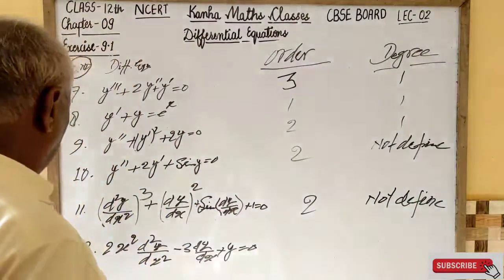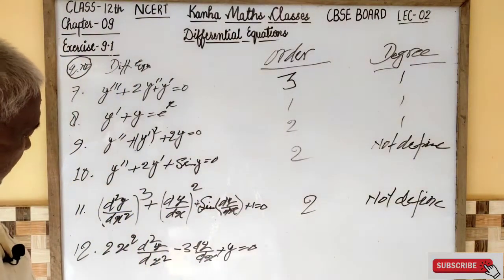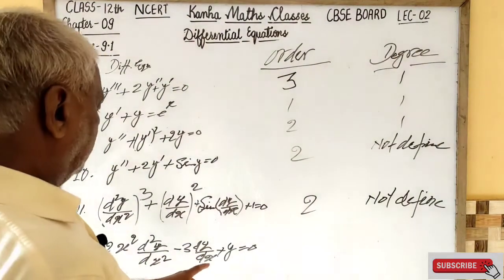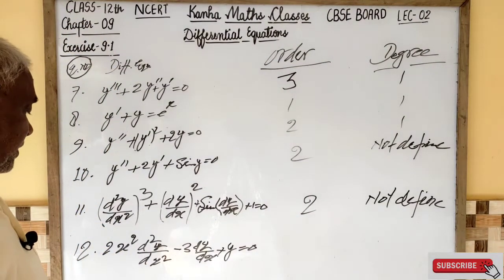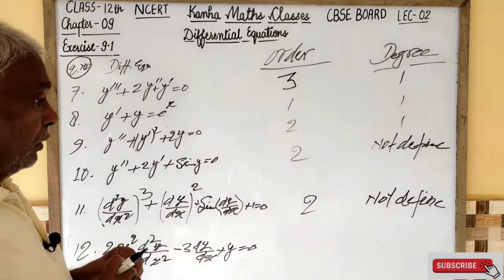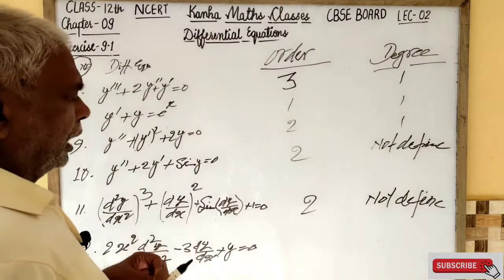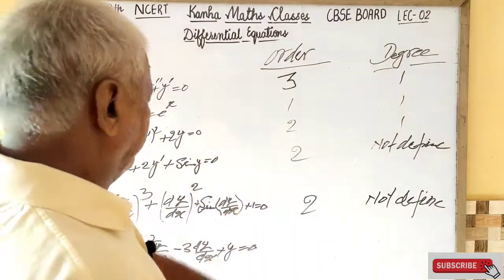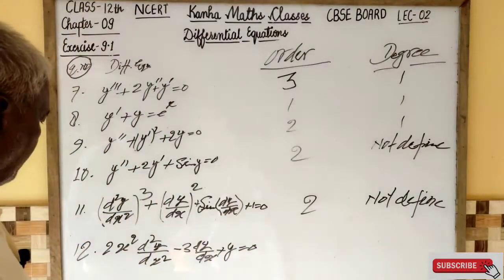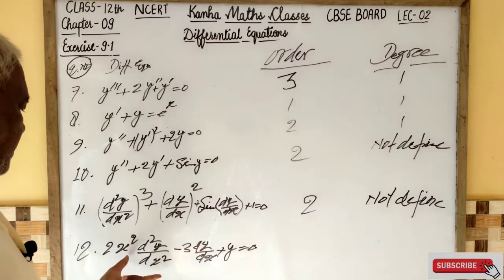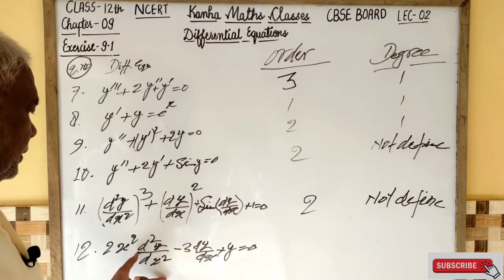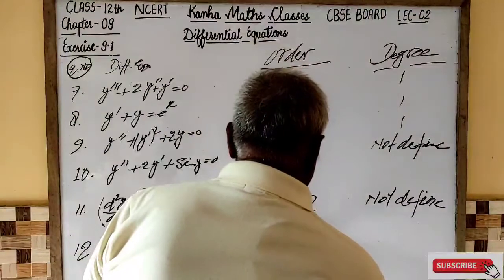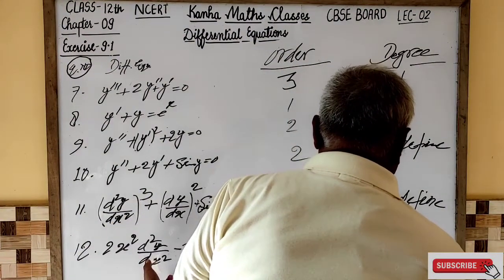Take question number 12 of the differential equation, we see here 2x square d square y by dx square minus 3 dy by dx plus y is equal to 0. Here in the question, what is to be determined, order only or degree? I will describe both order and degree. Here we see the highest order of the derivative is 2 and the degree is 1.